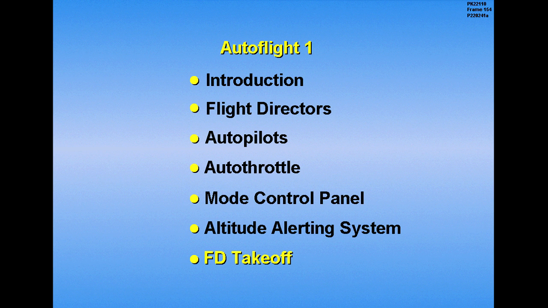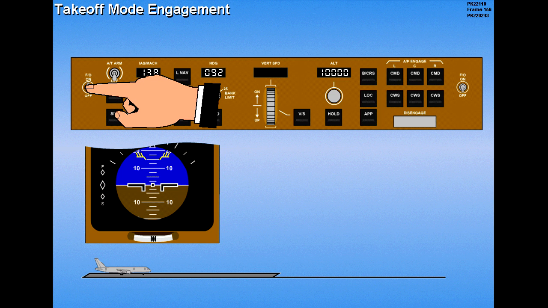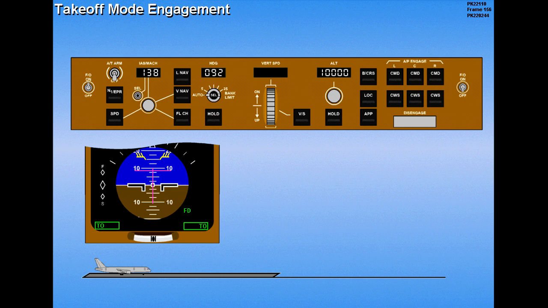Now let's move on to the Flight Director Takeoff. The Flight Director Takeoff mode can only be engaged on the ground with all autopilots disengaged. Switching on a Flight Director automatically engages the takeoff mode, which the associated ADI enunciates for both pitch and roll. The command bars also appear, with the pitch bar indicating approximately 8 degrees nose up and the roll bar centered.